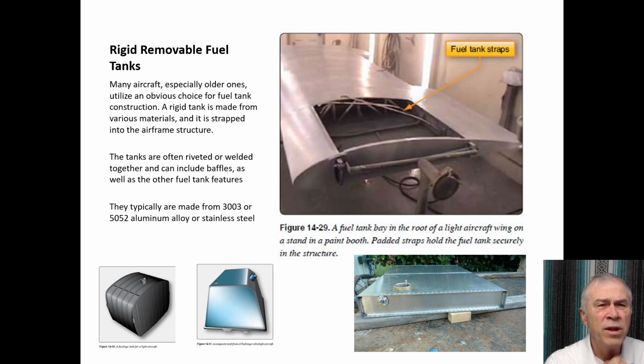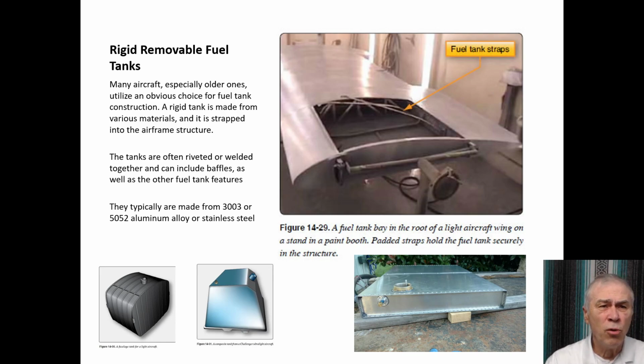The first one's the rigid removable fuel tank. And you can see an example of a couple removable fuel tanks. And you can see the area that it goes in to the wing with some fuel tank straps.